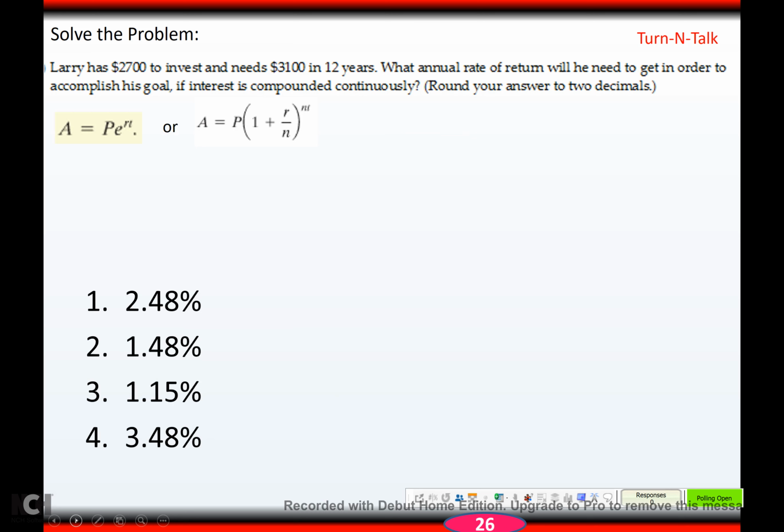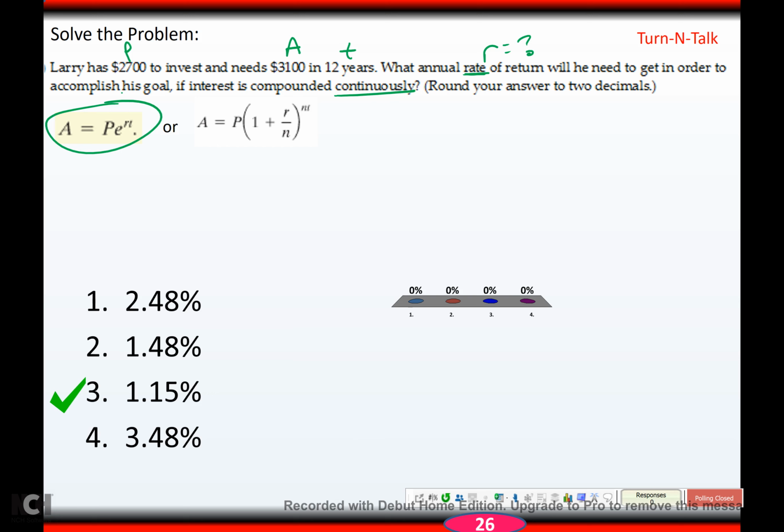Alright, hit pause and try this one and come back when you're ready. Hopefully you got 3. It says Larry has $2,700 to invest and needs $3,100 in 12 years. So this is what he's starting with. This is what he wants after 12 years. What annual rate of return will he need to get in order to accomplish his goal if interest is compounded continuously? So they're asking you to find the rate, and they're telling me to use APER.